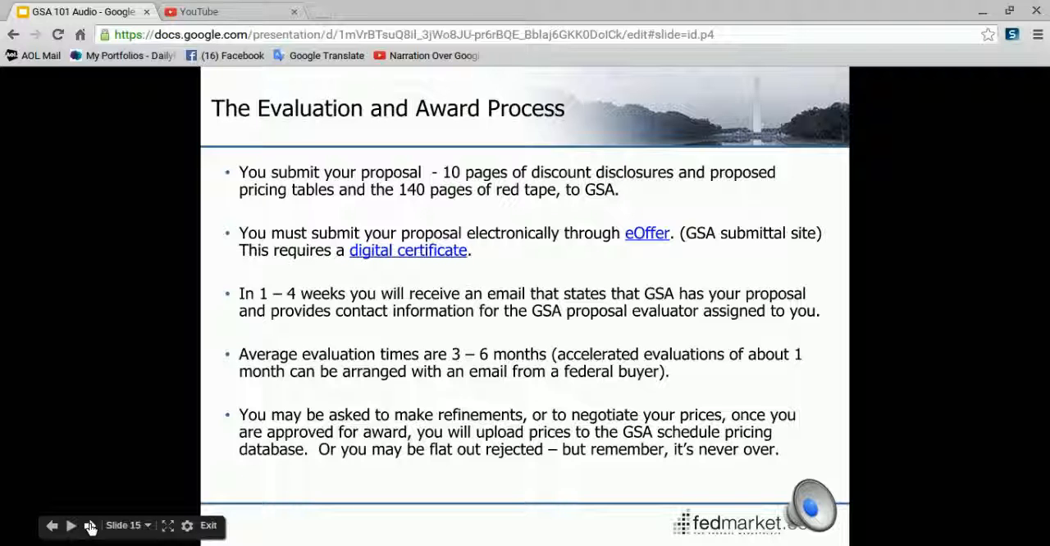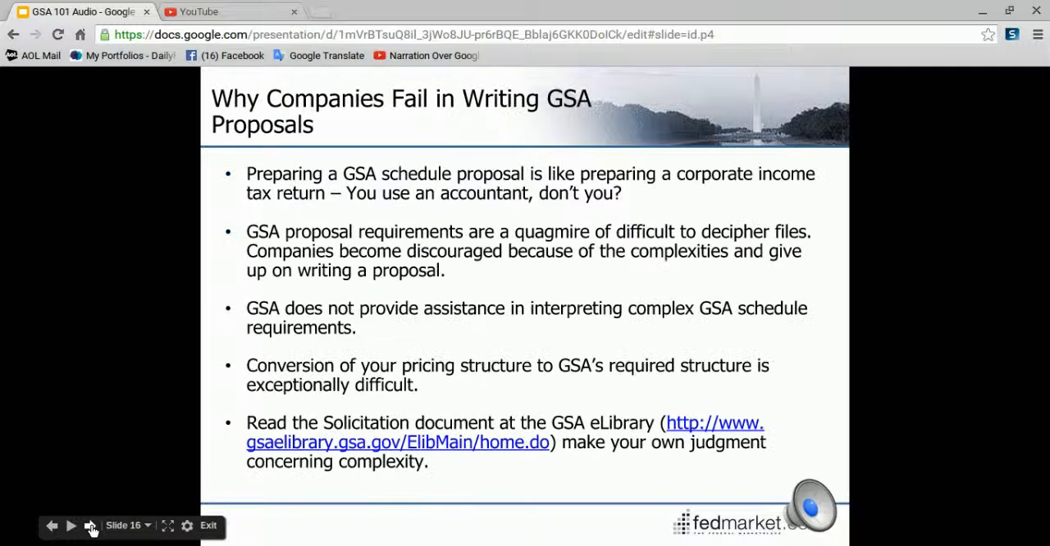You may be asked to make refinements or to negotiate your prices. Once you are approved for award, you will upload your prices to the GSA Schedule pricing database, or you may be flat out rejected. But remember, it's never over. You can resubmit your proposal after making certain changes.